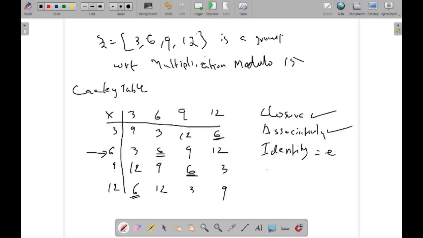So the inverse exists for each element. The identity element is 6, associativity okay, closure property okay, inverse also exists okay. So this is a group under multiplication modulo 15. Here you have to note that the identity element is 6. So it is not necessary that E is equal to 1 always.